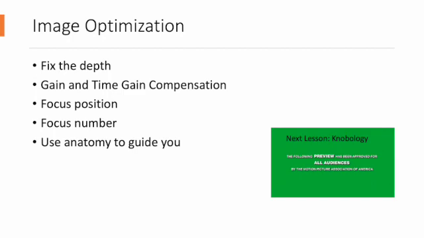So image optimization refers to optimizing the depth by making sure that we don't have a lot of extra wasted space at the bottom of the screen, deep to the structure we're interested in. But we're also deep enough that we can see all structures that we're looking for. Next, we're going to adjust the gain and the time gain compensation. So gain is like the volume. So gain refers to how bright the images are on the screen.